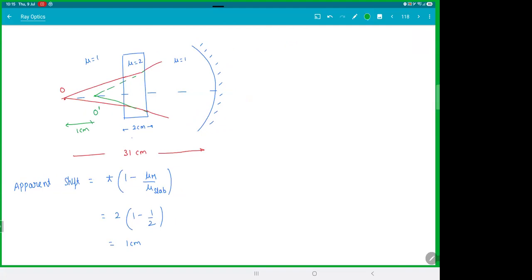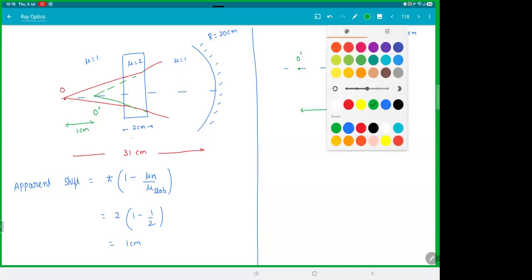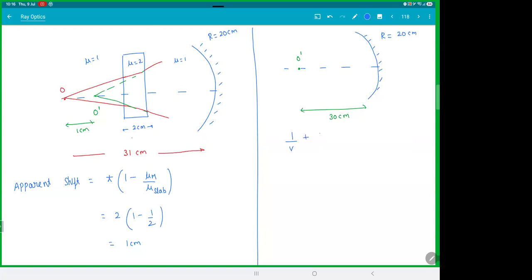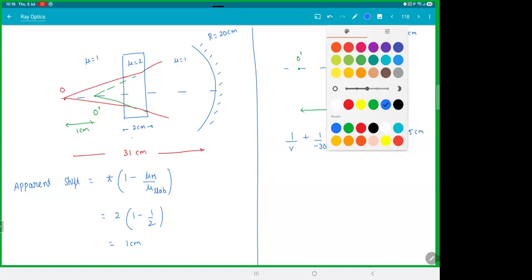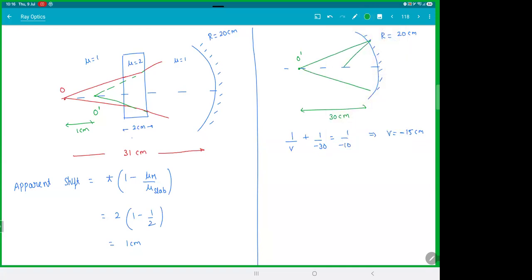So if you ask the mirror, boss, where is the object? Mirror does not know who is O. It will think light rays are coming from O dash. Now that is a distance of 30 centimeters. Apply the mirror formula. Rays are going to the right side, so that is positive. 1 by v plus 1 by minus 30 is equal to 1 by minus 10, since the focal length is 10. This would give you v equal to minus 15 centimeters. Perfect. So these light rays are going here and they're meeting somewhere here. This is your image. Let's call it I1.